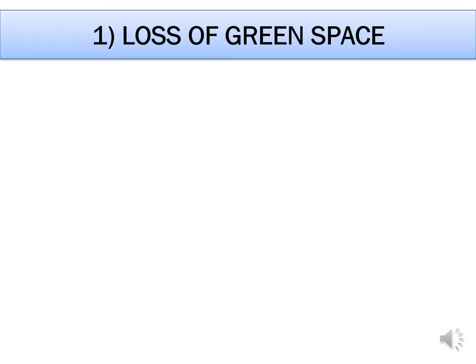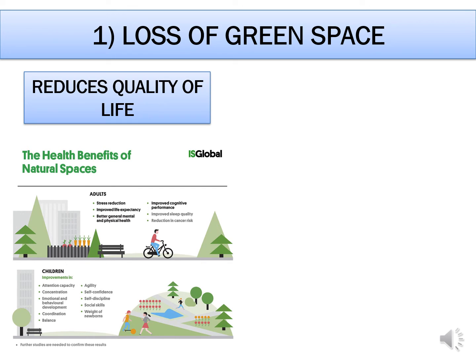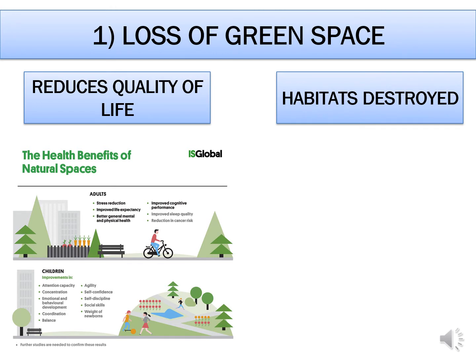Now, if we focus on the impacts of urban sprawl, this first one, a loss of green space, is perhaps the most obvious impact that urban sprawl can have. Losing green space actually reduces people's quality of life. So there's lots of research which shows that being in close proximity to natural and green areas has all sorts of different benefits for people, which you can see on the screen. So losing green space reduces people's quality of life, but also has lots of environmental impacts.